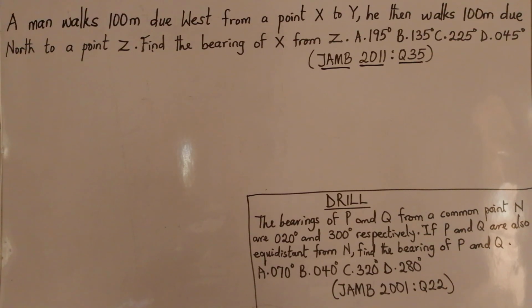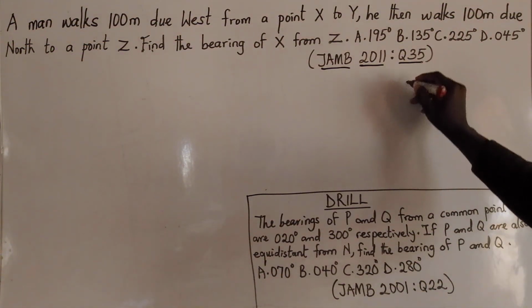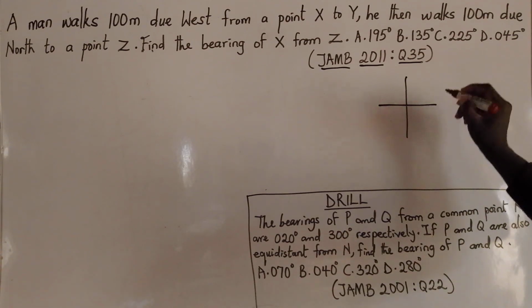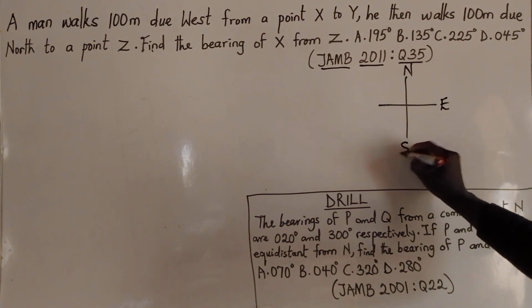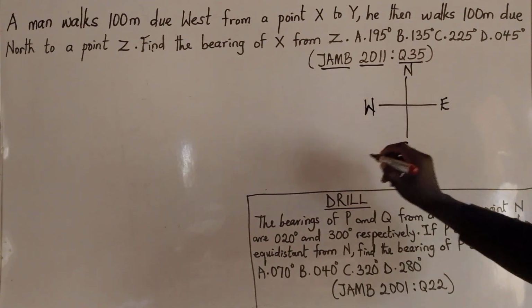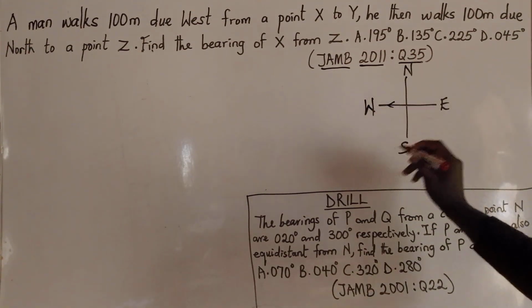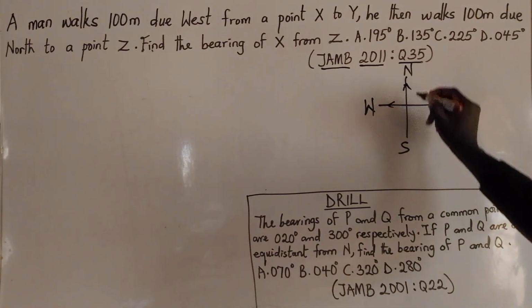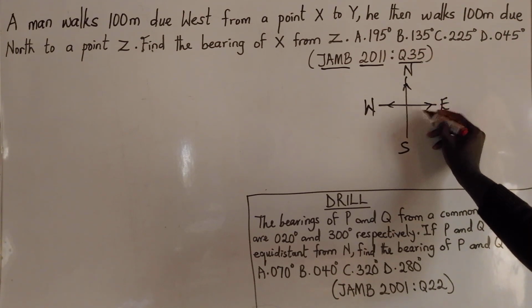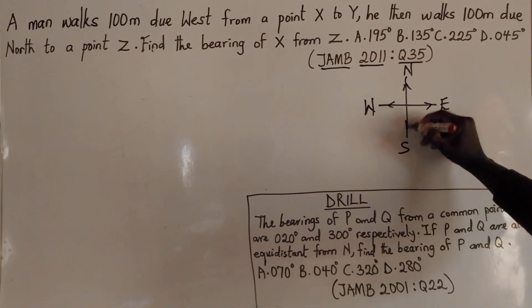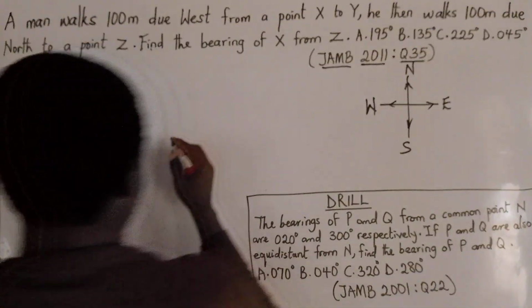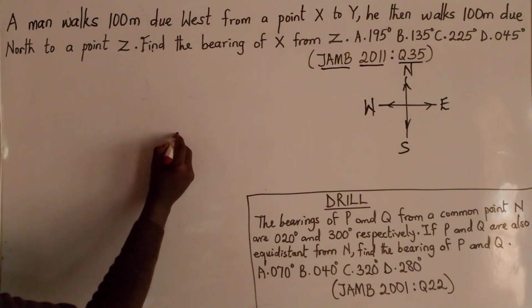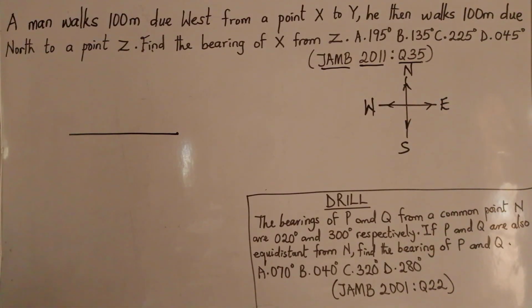Now let me recall our memory. We have the four cardinal points: the north, the east, the south, and the west. If you are moving towards the south, you go in this direction. If you are moving towards the north, this direction. If you are going towards the east, this direction, and the south, this direction.